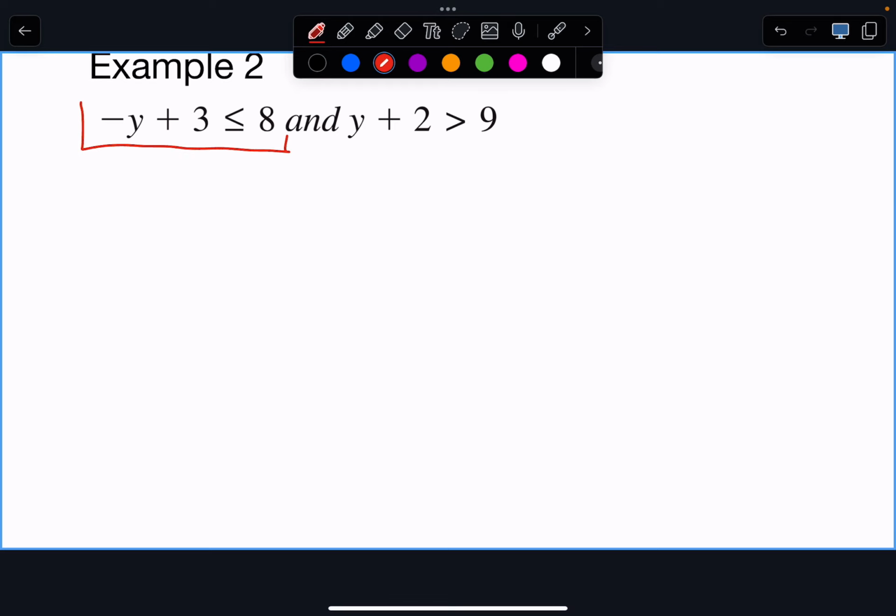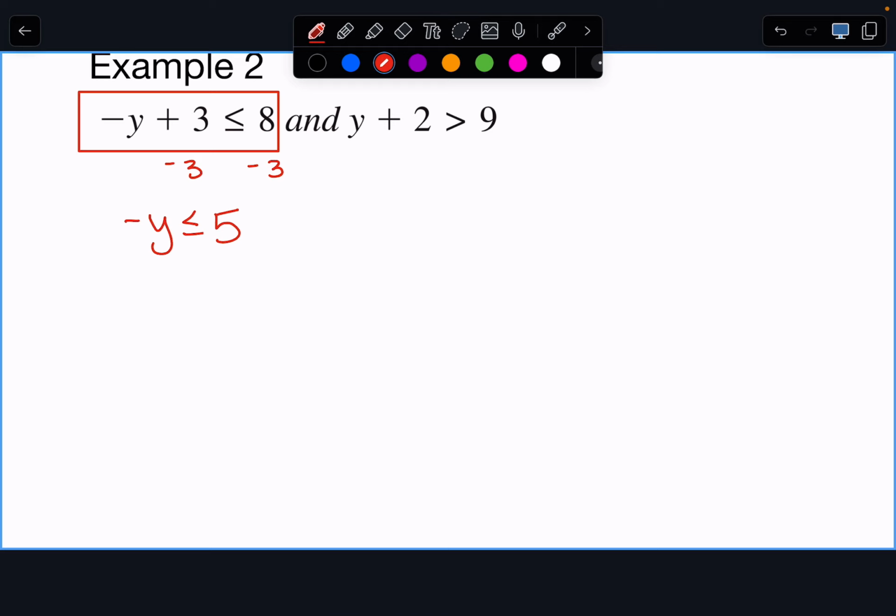We're going to call this our red inequality. I like to change up the colors a little every now and then. Okay, in our red inequality, what do we got to do first? We're going to subtract 3 from both sides, so we have negative y is less than or equal to 5. Are we done? No. What do we need to do now? Divide by negative 1, we say with enthusiasm. Okay, y is greater than or equal to negative 5.